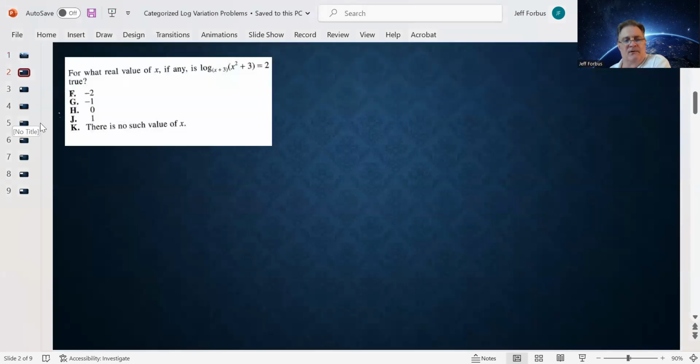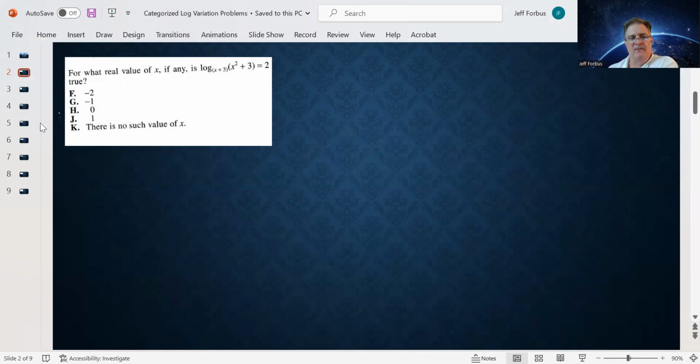So the first question we're going to look at is this logarithm equation. And it says, for what real value of x, if any, is log base x plus 3 of x squared plus 3 equal to 2? So, all right, we need to solve it for x. Now, I am taking into consideration that some of you know how to convert logarithms to exponentials, and you know log simplification rules. They will be evident as we go through these problems, but make sure you're very familiar with them.